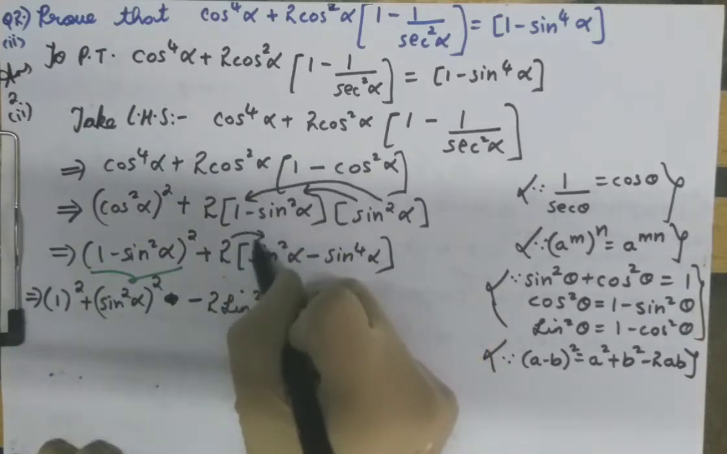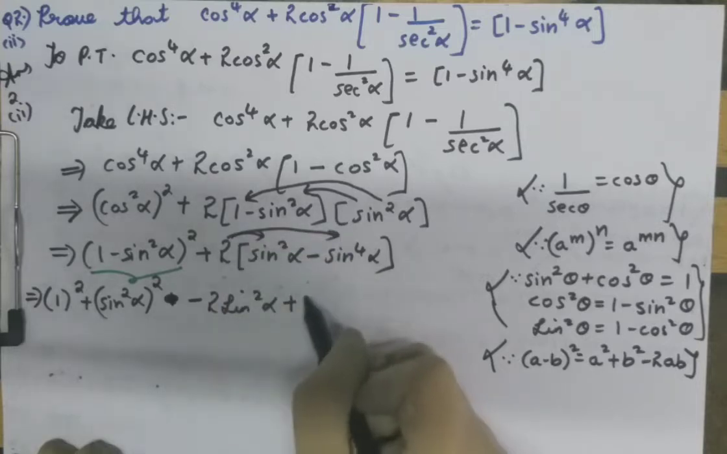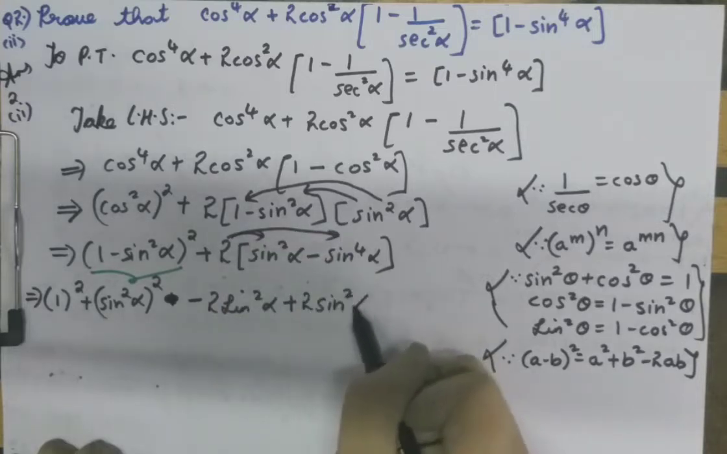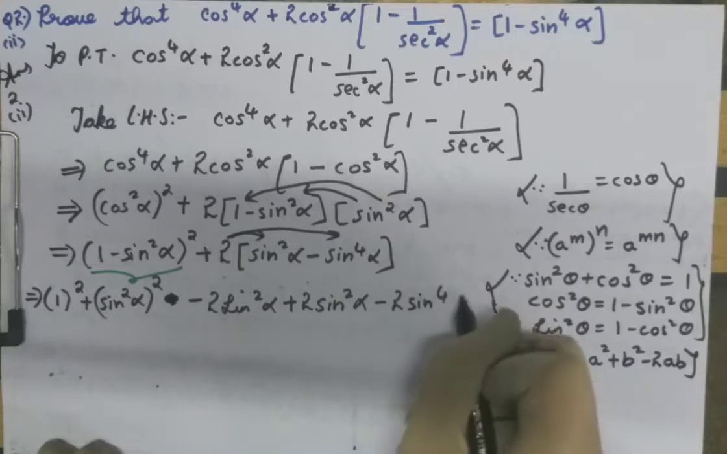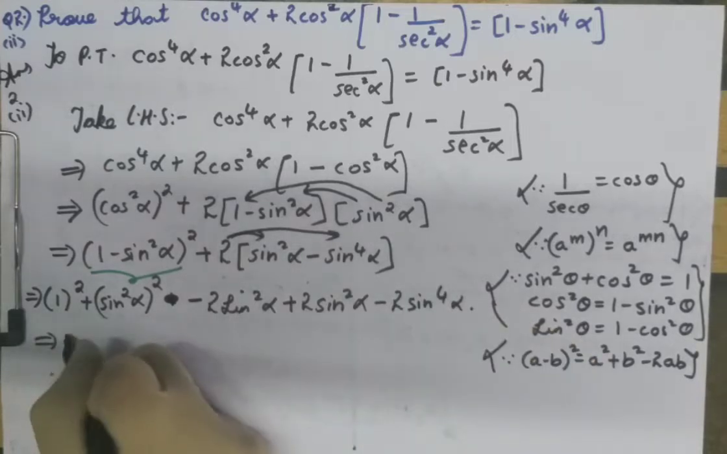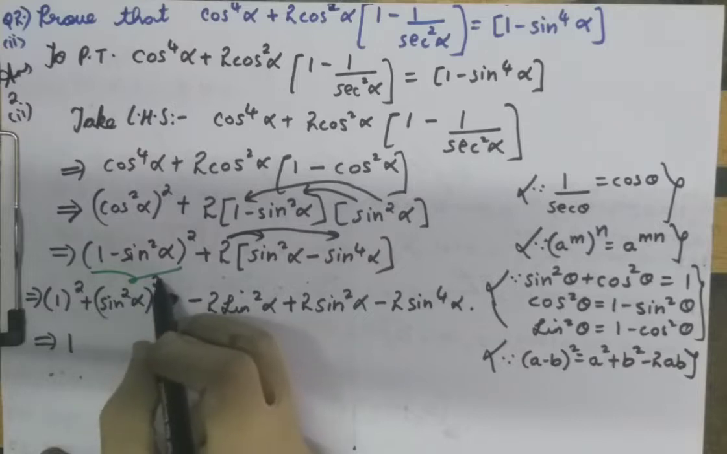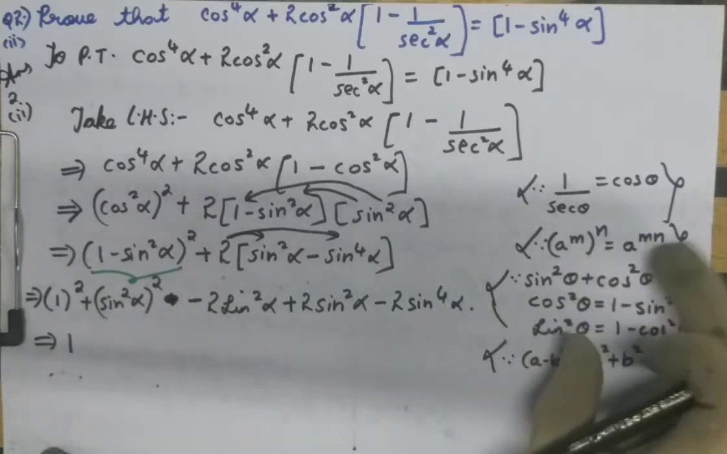Plus multiply this 2 with both the terms. 2 into sine square alpha is 2 sine square alpha. 2 into minus sine power 4 alpha is minus 2 sine power 4 alpha. Now 1 square is 1. Sine square alpha whole square can be written as sine power 4 alpha, since a power m whole n is a power mn.